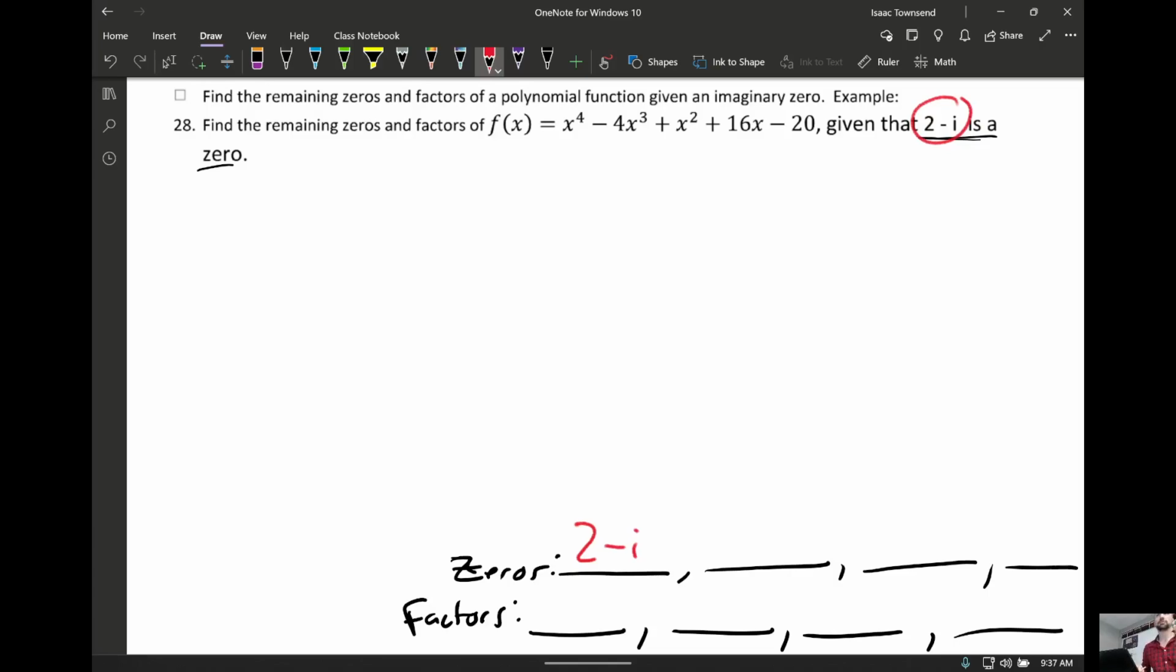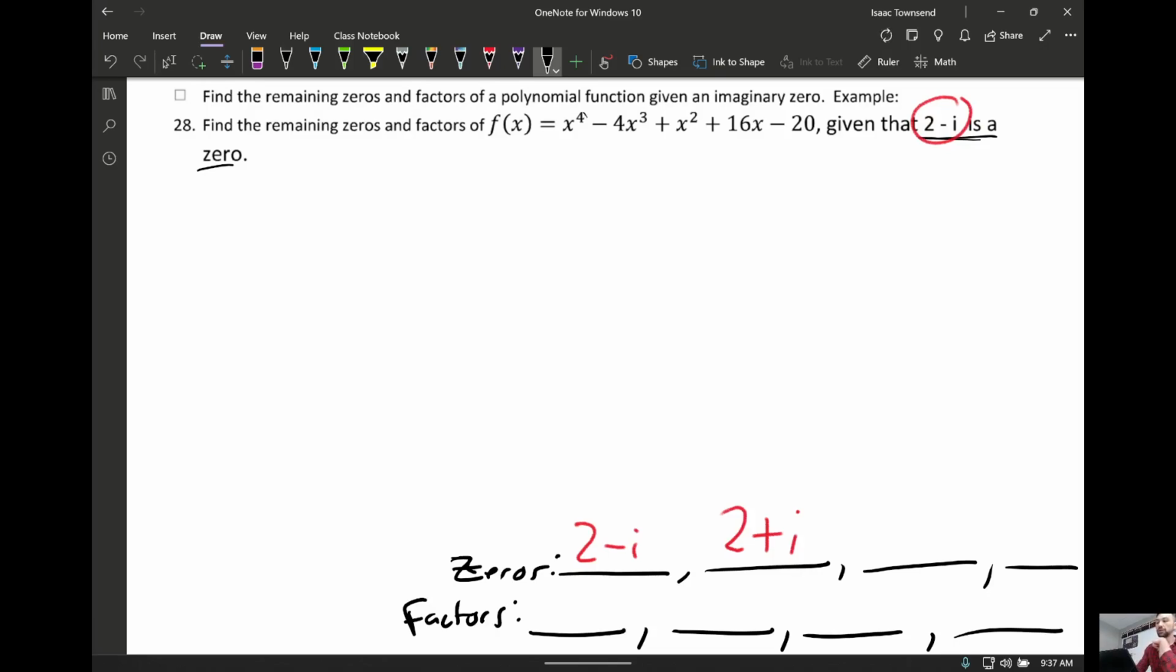Probably the most important part of this, because there's not really anything you can do if you don't know it, is that imaginary zeros always come in conjugate pairs. So if 2 minus i is a zero, 2 plus i is a zero. Indirectly that one's given to you. There are a few other questions like this, but this is going to be the messiest, I would say.